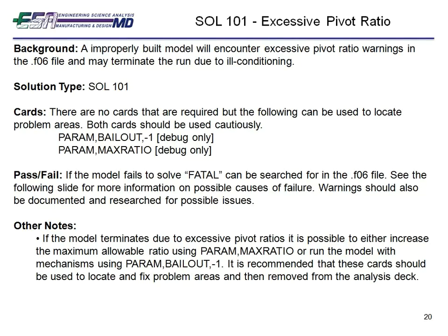So if your model does terminate due to excessive pivot ratio warnings, you can either loosen the MAXRATIO default tolerance from 1e7, or you can use mechanisms using PARAM BAILOUT -1. So if you are going to use these cards to debug your model, you should be careful to ensure that you remove them from the analysis deck and that you don't continue solving the model in the future with these cards in.